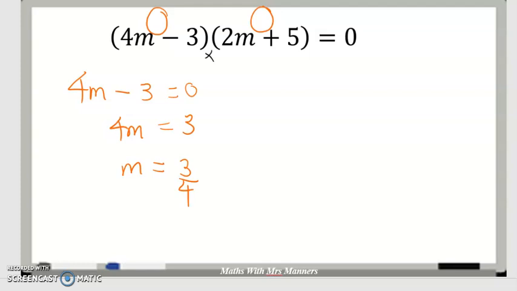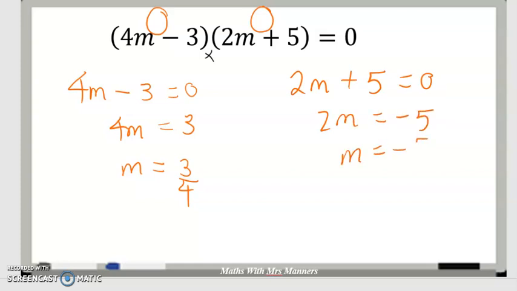This says that if m is 3/4, then I will get a 0. And then the other possibility is that 2m plus 5 could equal 0. That means 2m equals minus 5, and m equals minus 5 on 2. Just to check it so you can see that it works, if I do let m be 3/4 and put a 3/4 there, hopefully your fraction work is okay.